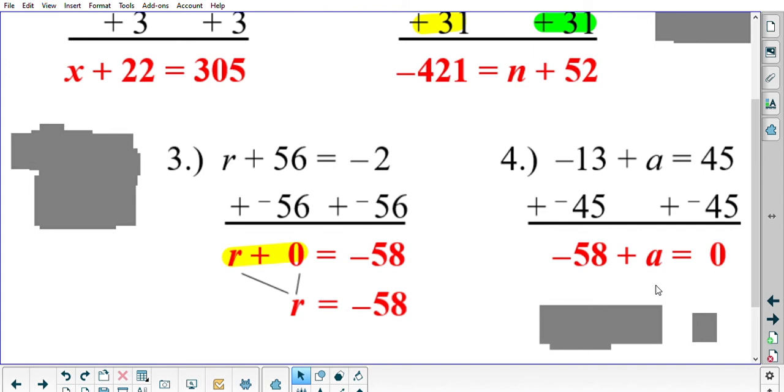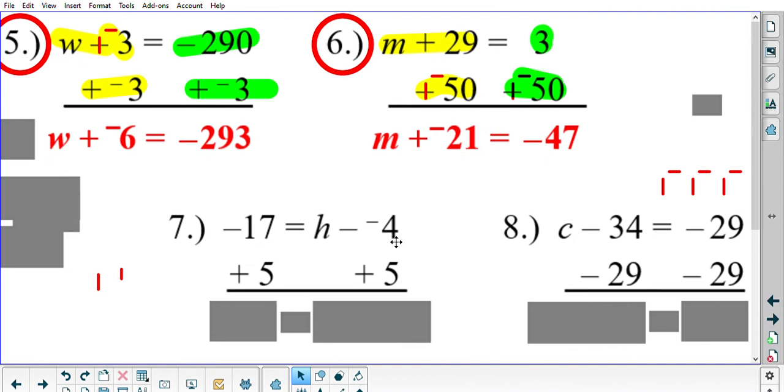Now, unlike number 3, this 0 can't go away. It's the only thing on the right-hand side of the equal sign. So it's got to stay. You can't keep a side of an equal sign with nothing on it. Okay, we got to keep that 0 there. It cannot go away. Moving on.